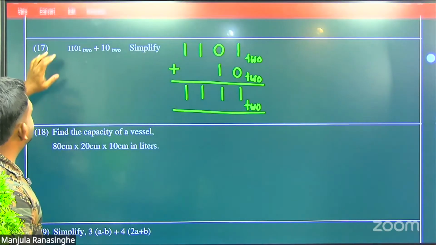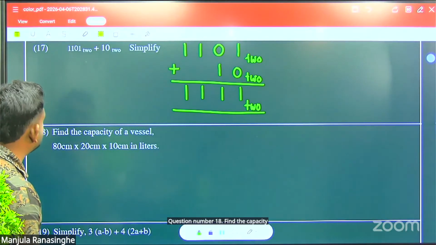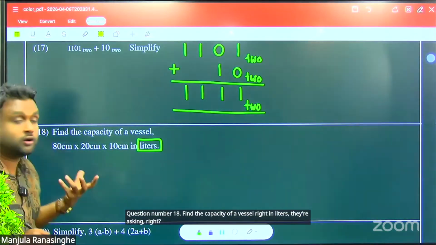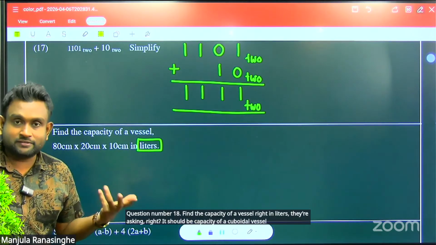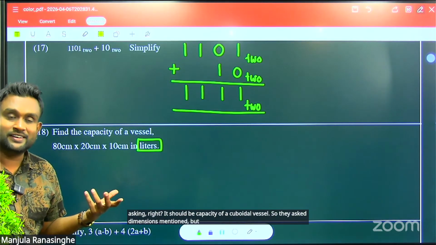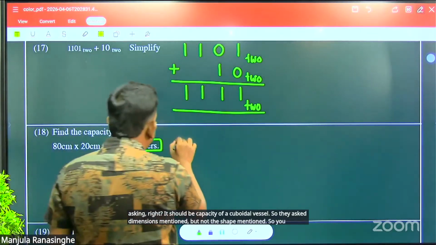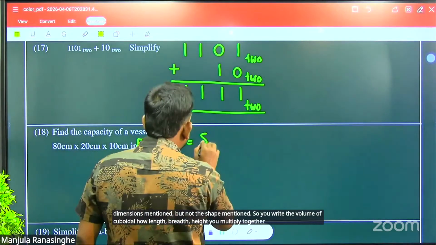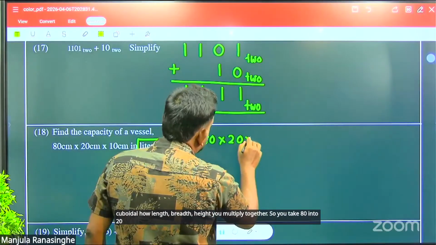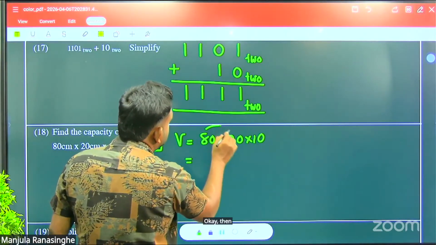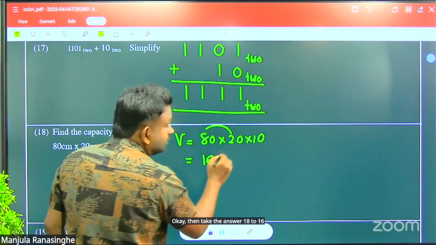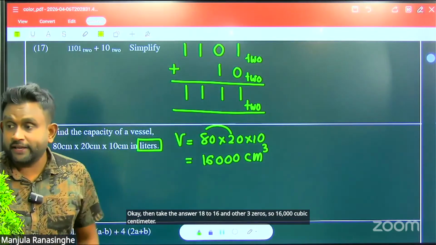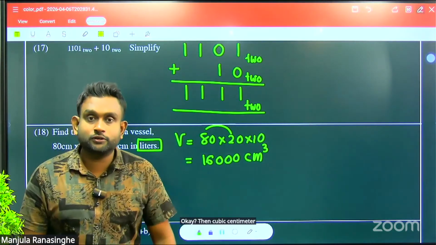Question number 18. Find the capacity of a vessel, in liters they're asking. It should be the capacity of a cuboidal vessel. So there are dimensions mentioned but not the shape mentioned. So you write the volume of a cuboid: length, breadth, height, you multiply together. So you take 80 into 20 into 10. Then take the answer. 18 into 2, 16 and other 3 zeros. So 16,000 cubic centimeters.